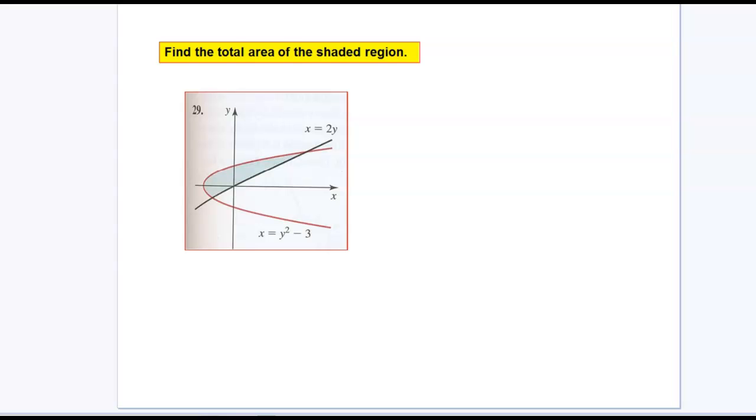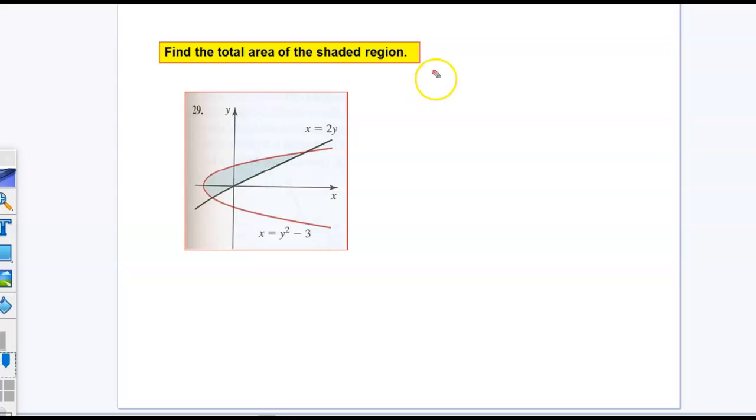Now, if I tried to go top minus bottom, if you notice, to the left of this line, the top curve and the bottom curve is the same parabola. However, if you were to turn your paper sideways, the top curve would be the black line and the bottom curve would be the parabola. So I'm going to integrate this from right to left.